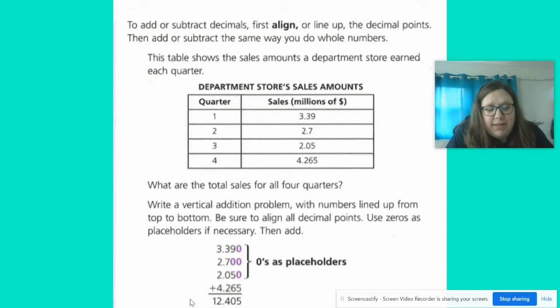So as you guys can see down here, all the decimal points are lined up nicely on top of each other. And then these purple and red zeros, well, now they're going to be red because I'm tracing over them, are placeholders. So if you have an empty spot, you're going to add some zeros, and then you just add and subtract as normal. All right, so let's do an example.